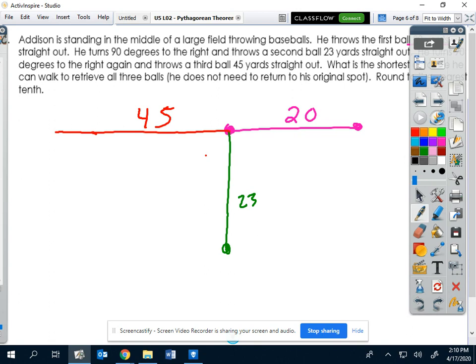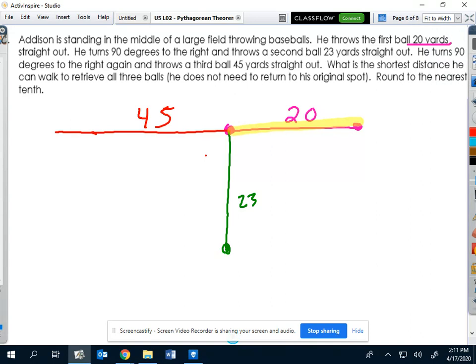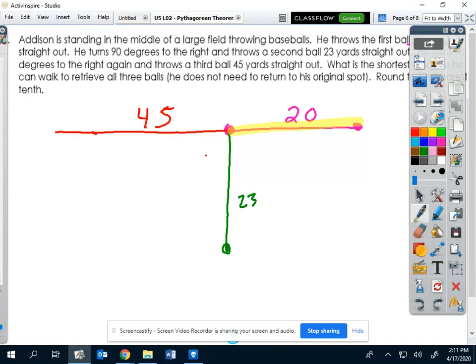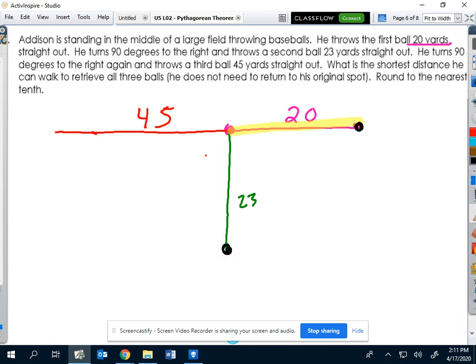What I'm going to do is I'm going to first go the shortest distance possible. So I'm going to first walk that 20 yards. All right. But now I don't want to walk backwards on that same line I just walked on. I want to go from here to here. So I'm going to walk along this path. We need to figure out what that line is. No problem. Here's my A value. Here's my B value. This is my C value.